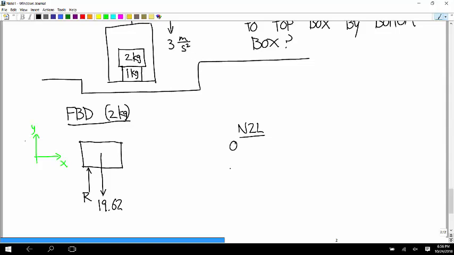The force R is in the positive y direction if we use this coordinate system. So that's 0, R. And the weight force is in the negative y direction, so that's 0, negative 19.62. And those are equal to the mass of the chosen object, so 2, times the acceleration, which in this case we're given in the problem. The 2 kilogram box is accelerating like the elevator and like the 1 kilogram box with 3 meters per second squared in the negative y direction. So this is times 0, negative 3.